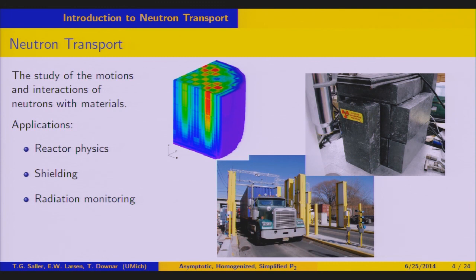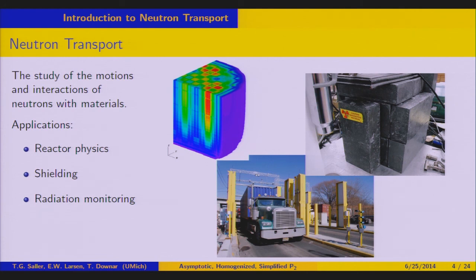What is neutron transport? It's essentially the study of the motions and interactions of neutrons with matter. And when I talk about neutron transport, I talk about it in kind of a macroscopic scale. So I'm not interested in exactly how a neutron goes into an atom, a nucleus, and then spits out, I don't know, a gamma ray or something. I'm more interested in if 10 to the 15 neutrons hit some polyethylene shielding, how many are going to come out the other side and with what energy.